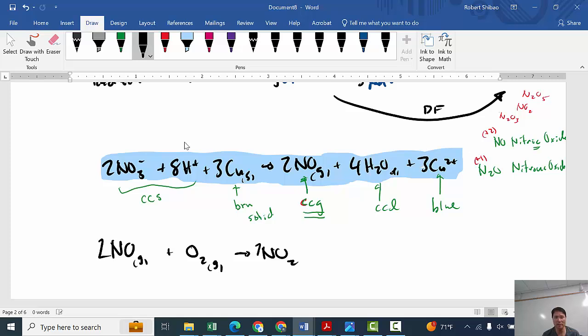Let me balance this. This is the brown gas. Nitrogen dioxide.